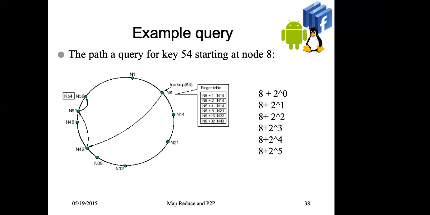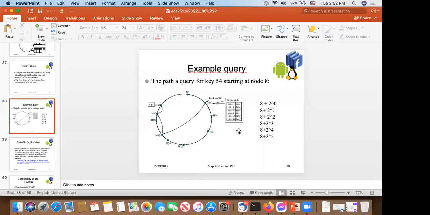Remember, M42 also has a finger table that looks just like this, but instead of 8, it's going to be 42 plus 2 to the 0, 42 plus 2 to the 2. So why don't we do this for everybody to see which one we should be looking at? I'd like for you to do a little bit of exercise.